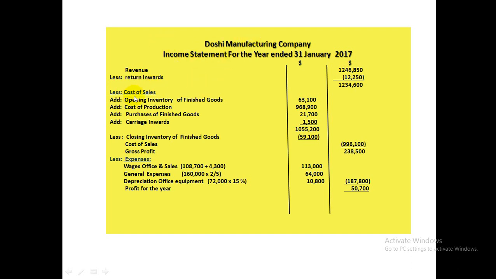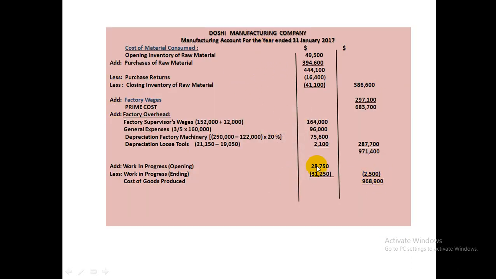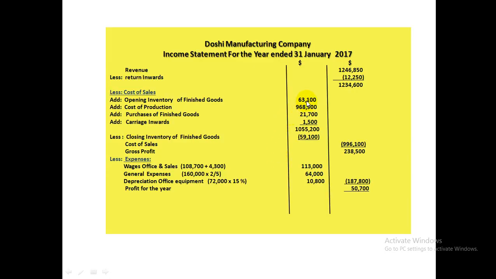For a manufacturing company, cost of sales is always calculated with these items: opening inventory of finished goods plus cost of production or cost of goods produced, which we had calculated through the manufacturing account. This is our cost of goods produced, which we will be adding to finished goods opening inventory. Purchases of finished goods will also be added. Carriage on finished goods will also be added. All these four amounts are added. We'll be subtracting closing inventory of finished goods. After subtracting it, the final amount is known as cost of sales.